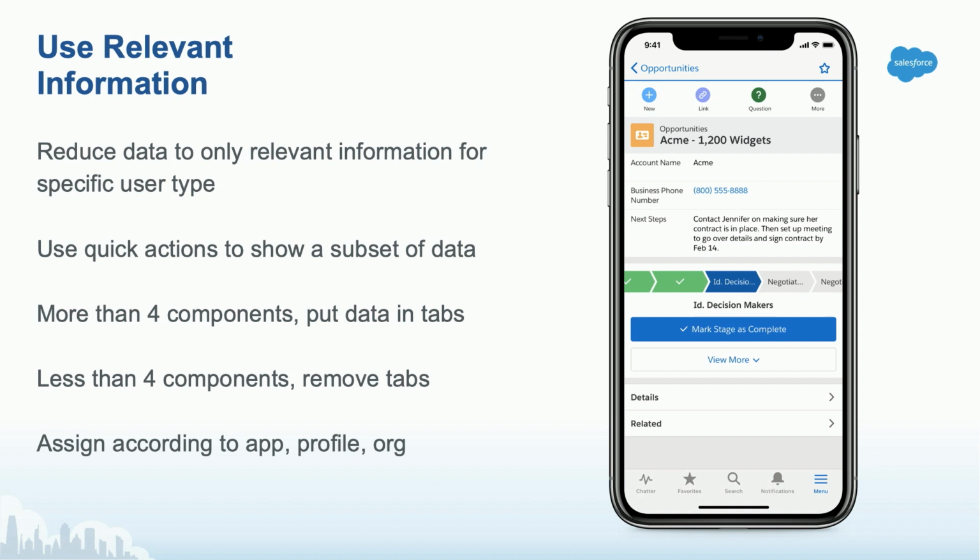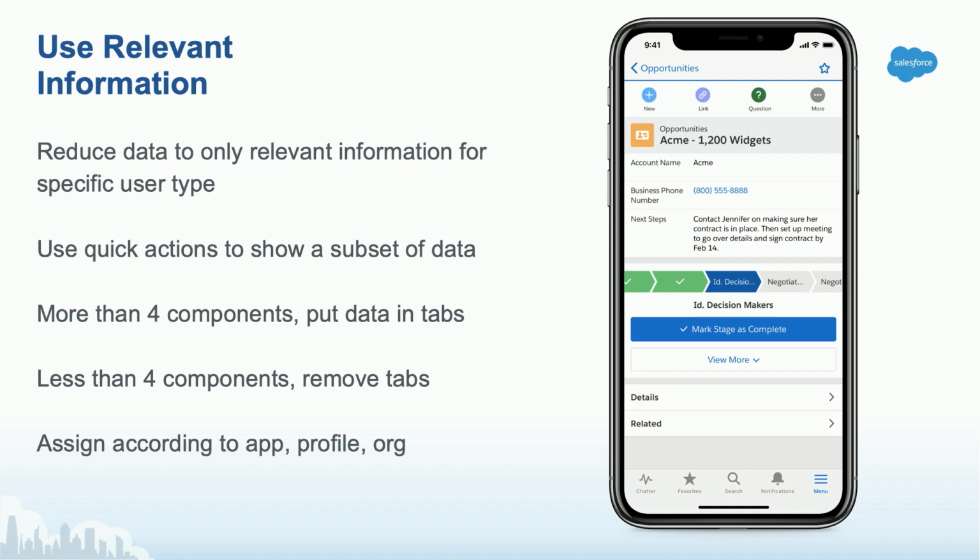Don't make them wade through all that information, fields and fields of things that are not relevant to them. Next, use quick actions to show a subset of data. For example, when your user's on the go and they want to create a new opportunity, when they hit new, they might find themselves with a whole lot of fields to fill out. That makes them less efficient, that's very time consuming, and it's not the best mobile experience for them. So make sure that you use quick actions to reduce the number of fields that you're showing them when they're creating a new record.